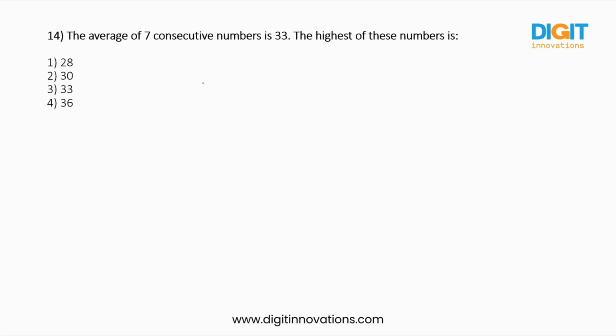So let us take the first number as x. The next number would be x plus 1, and next number would be x plus 2, and next number would be x plus 3, and next number would be x plus 4, and next number would be x plus 5, and the last would be x plus 6. These are the 7 consecutive numbers. So we are just using the average formula here. Average is 33.